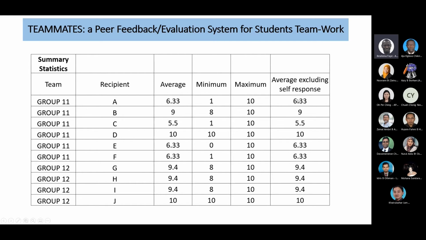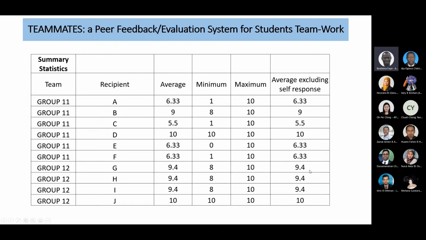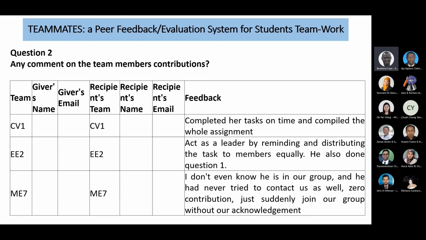So we have the option in the system to set the average. The students could rate themselves, but personally, I usually just exclude that part. I just ask them to rate the others. I don't include the self-evaluation. And of course, you can see the comments as well. This is how it looks for question 2. So this really gives an idea about the contribution of students.